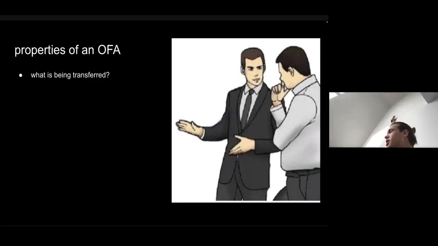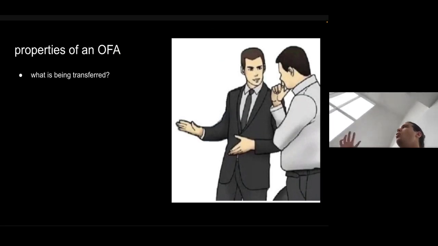Okay, so properties of an OFA. I'm just going to give you a summary of things which I think are important from what I've said, and a couple of things I didn't talk about, but I just want to briefly mention. So the first property that I mentioned earlier is what is being transferred, right? What is the informational property of the item being transferred? How general is your auction? Does your auction work only for certain kinds of orders, like swaps, basically, or does it work for pretty much anything?